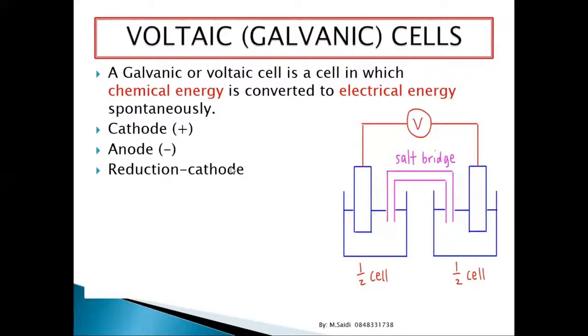Reduction takes place at the cathode. This one remains the same as in the electrolytic cell. And then oxidation occurs at the anode. It is still the same thing as in the electrolytic cell.